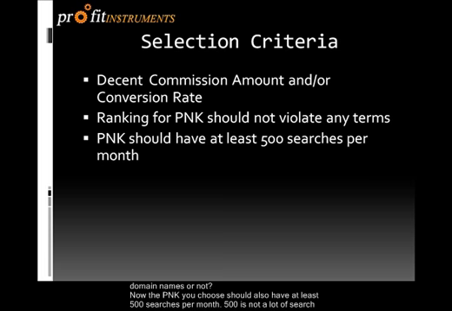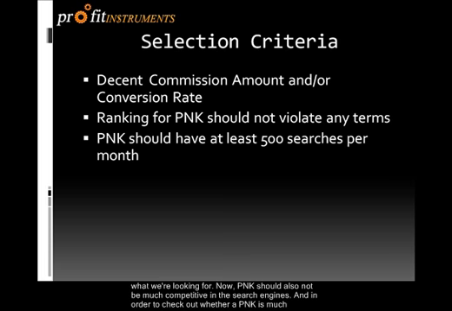Okay, now the PNK you choose should also have at least 500 searches per month. Now 500 is not a lot of search volume, but first of all you need to know where you can find these searches per month. There's a very popular tool called the AdWords keyword tool. If you didn't know about it, I'll show you exactly what to do. You need to search for your PNK in the AdWords keyword tool, and it will return the global monthly search volume for that keyword.